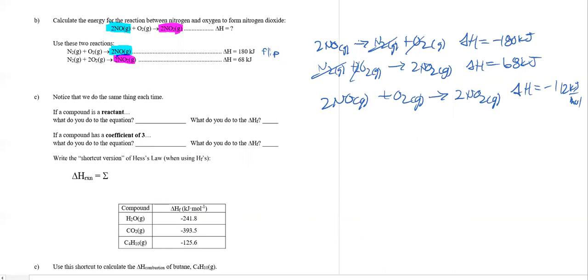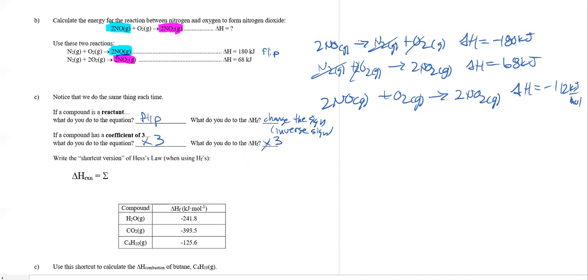So looking at what we've done each time, every time our compound is a reactant, what do we need to do to the equation? We're going to need to flip it. And what do we do to the delta H? We change the sign. We inverse it. What if a compound has a coefficient of 3? What do we do to the equation? Multiply it by 3. What do you have to do to the delta H? You multiply it by 3.